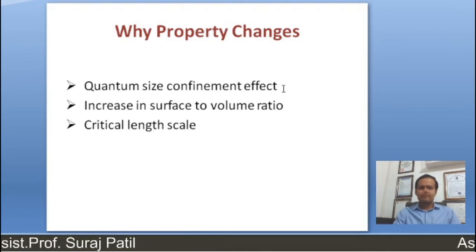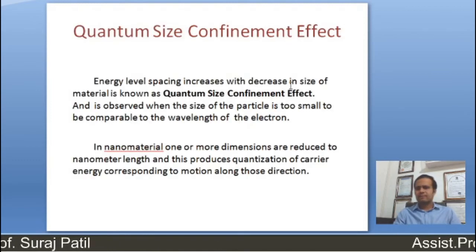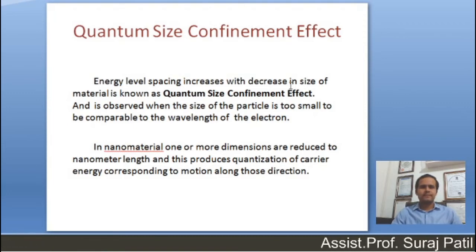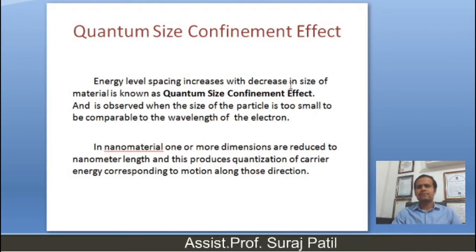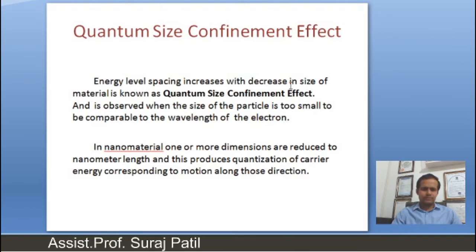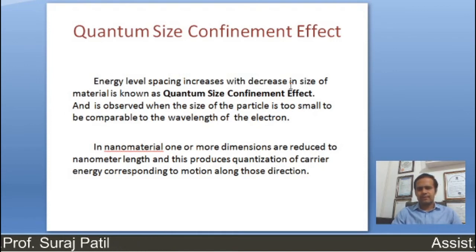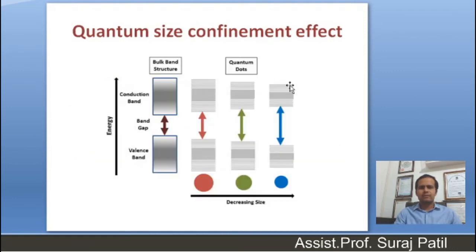What is this quantum size confinement effect? As we go to the nano level, the spacing between the energy levels increases as we decrease the size of a material. This is known as the quantum size confinement effect, and we observe it when the size of the particle is so small that it is comparable to the wavelength of light or the wavelength of the electrons. As we decrease the size of the material, the spacing between the energy levels goes on increasing. Because of this effect, we observe the changes at the nano level.